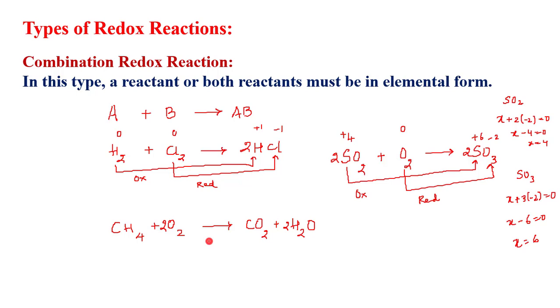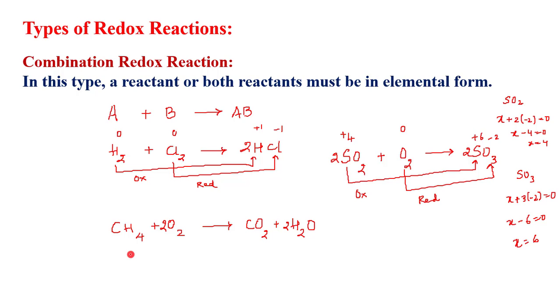Right? So in general, one more point we can remember is combustion reactions. All combustion reactions belong to the combination redox category, because combustion reactions are those where a species combines with oxygen. Oxygen is there, which means it will definitely be in its elemental form, right? So at least one reactant must be in elemental form. So this also is an example of a combination redox reaction. Now you find out which species is undergoing oxidation and which species is undergoing reduction.